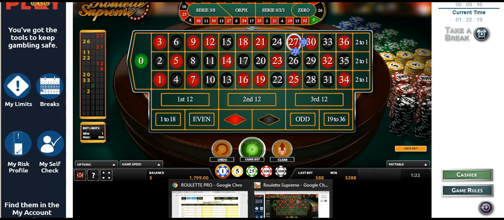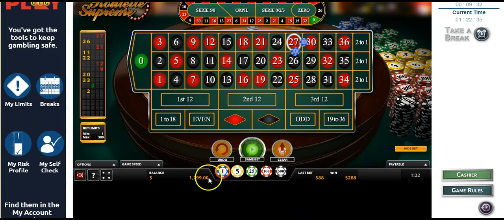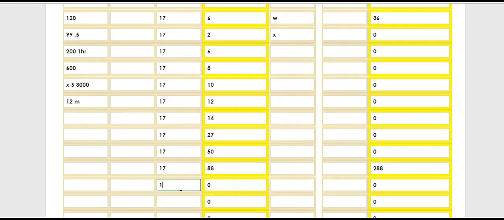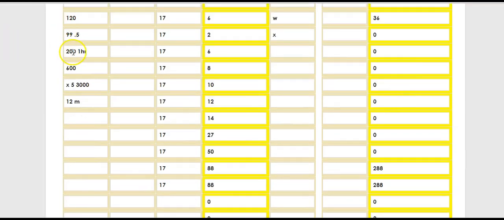So if you want to add this up, guess what, guys and gals? The time is now 1:22. In 12 minutes, look at this. 12 minutes. Started with 500. Okay, which is 1,500 is what I started with. It was an $88 bet. Let me show you what it is again, just so you know. 17. Okay, we did 88. We got back 288. So this is what you would have had with a $500 bankroll in 12 minutes. $299.